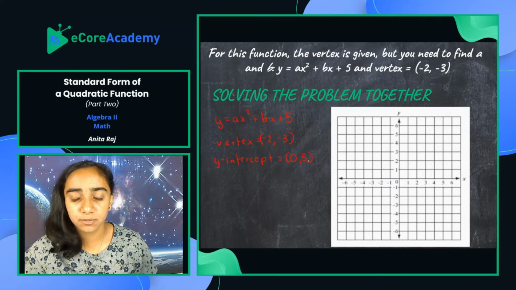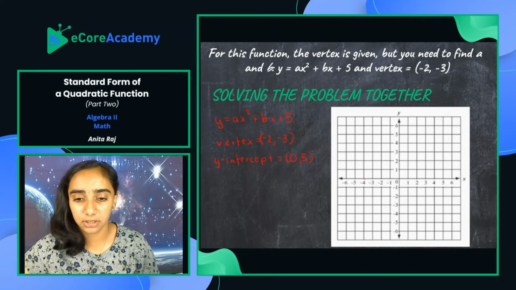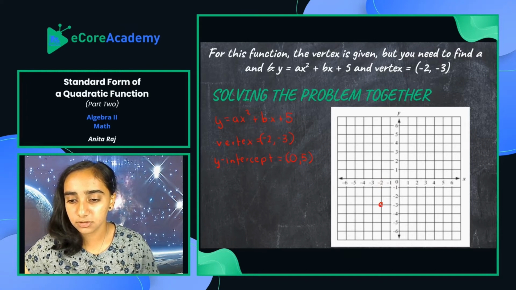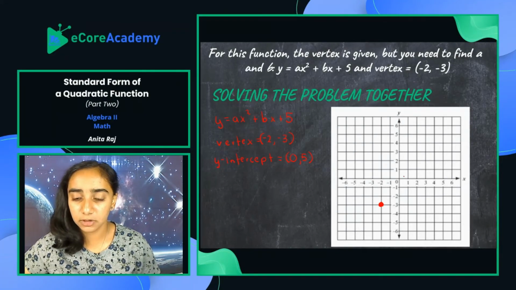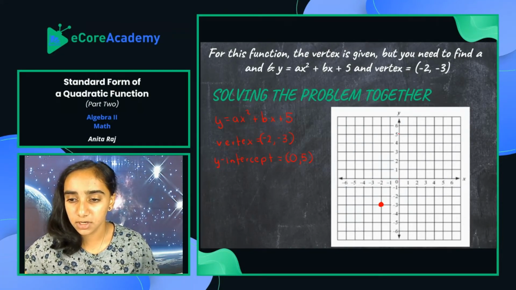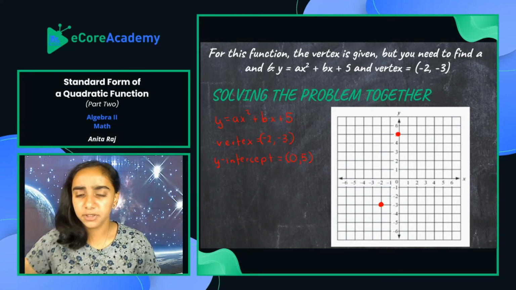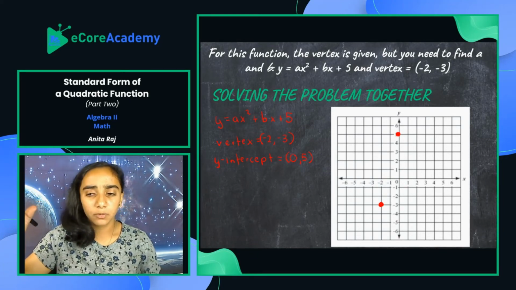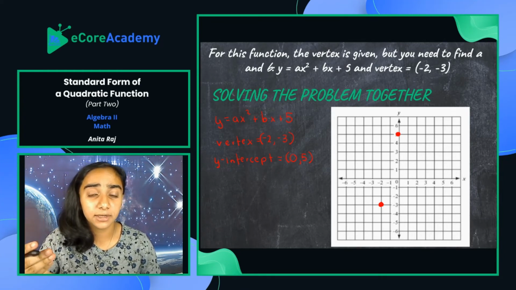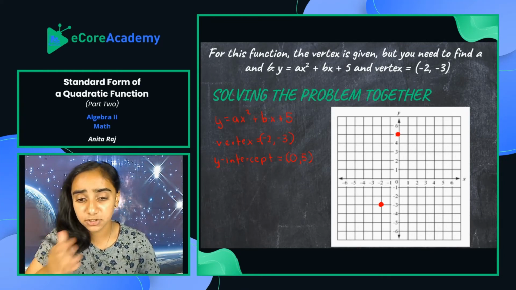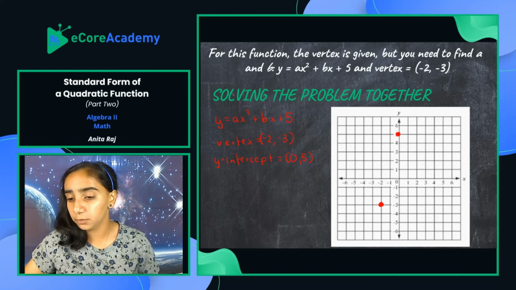Let's plot these 2 points on the graph, and I'll show you what I'm talking about. So -2 is over here, and then -3 is down here. So I'll just put a dot on that point. Then we also put (0, 5): 0, come up 5. So we only know 2 points. So we only know half of the parabola. If we find what the other half of the parabola is, we essentially find another point, and we can definitely solve this problem. So let me show you what we do.